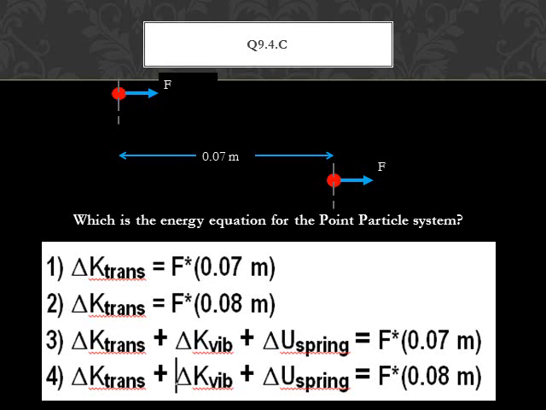Okay, so we have to figure out the work done by the external force. In this case, the external force is our force F, and that moves the point particle a distance of 0.07 meters, and the displacement is in the same direction as the force, so the work done is positive. So the correct answer for this is answer 1.